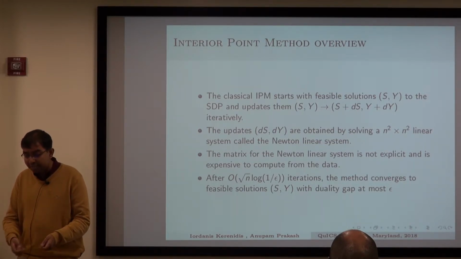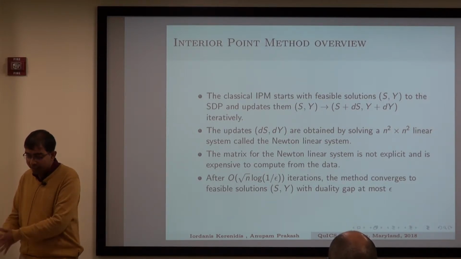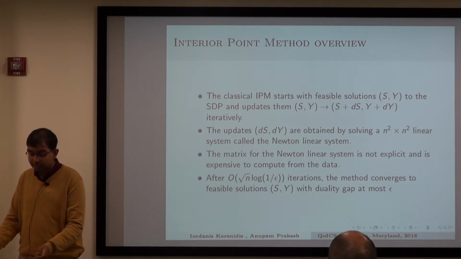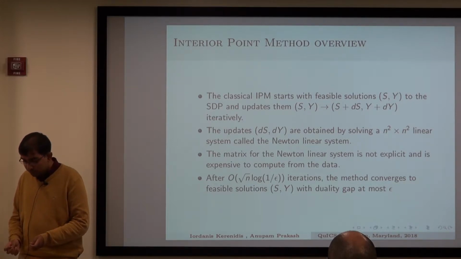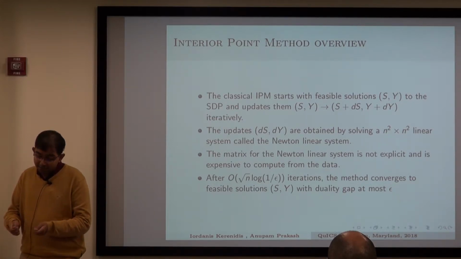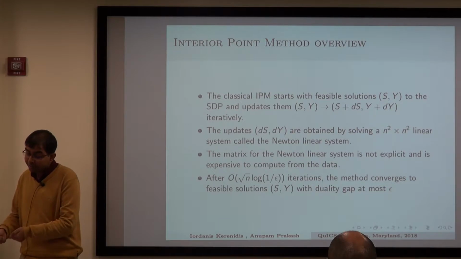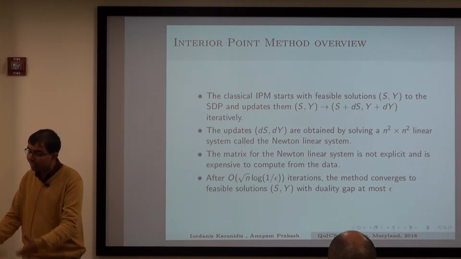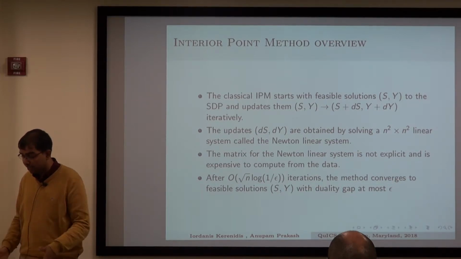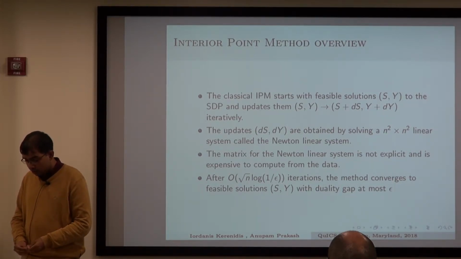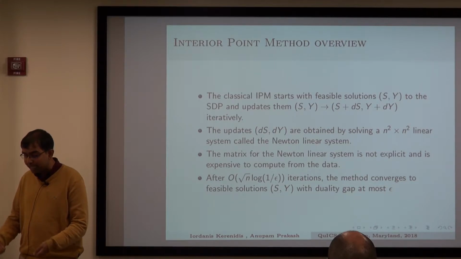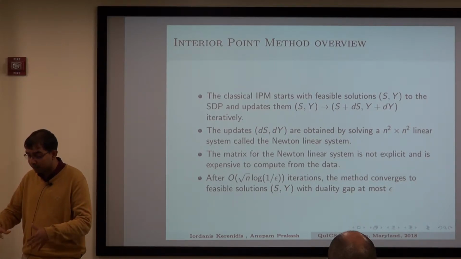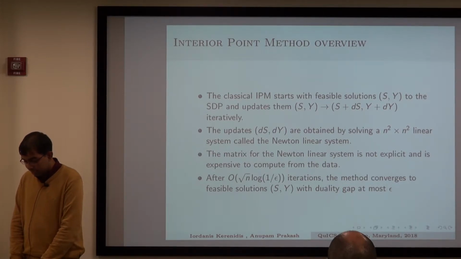The updates dS and dY are obtained by solving a very large, n squared by n squared linear system, which is called the Newton linear system in the literature. The problem is that the matrix for this Newton linear system is not straightforward to write in terms of the data. To write it entry by entry would require quite heavy computations, and it's also a very large matrix. So it's expensive to compute from the data. One needs to find ways of computing it efficiently in the quantum setting.